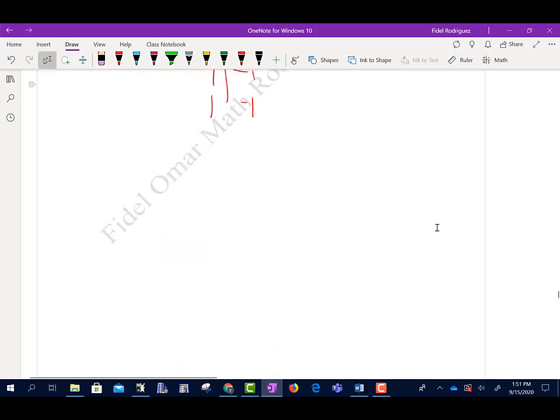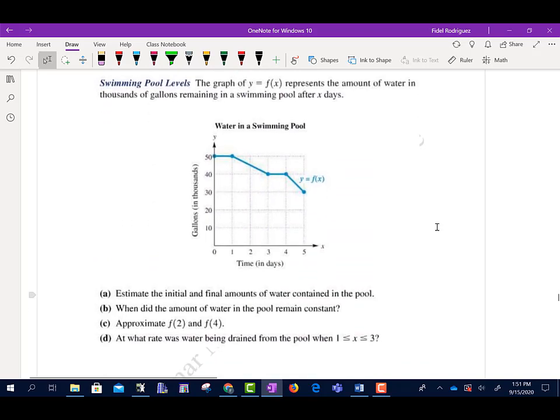So let me keep scrolling here. All right, so we got a little bit of a word problem here. Let's see if we can figure it out. It says swimming pool levels. The graph of y equals f of x represents the amount of water in thousands of gallons remaining in a swimming pool after x days.